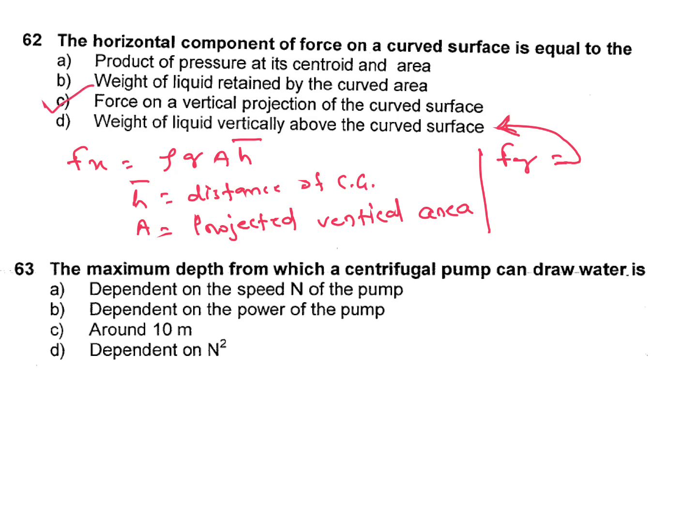C is our answer. Next, the maximum depth from which a centrifugal pump can draw water is: A dependent on the speed N of the pump, B dependent on the power of the pump, C around 10 meter, D dependent on N square. C is our answer. It's around 10 meter.